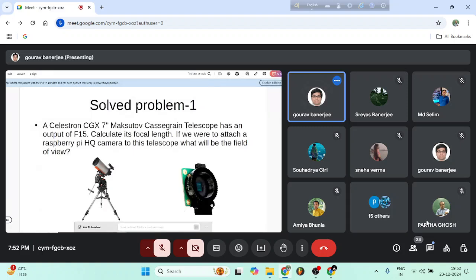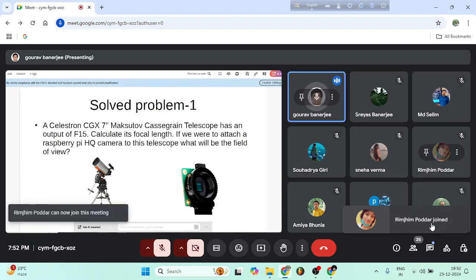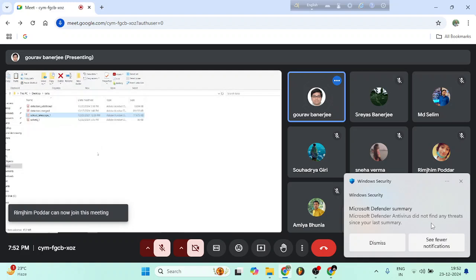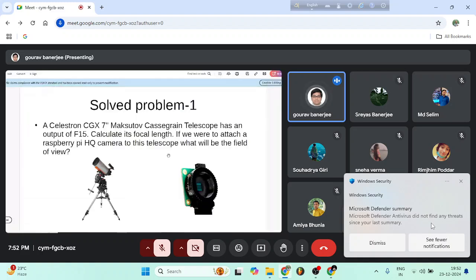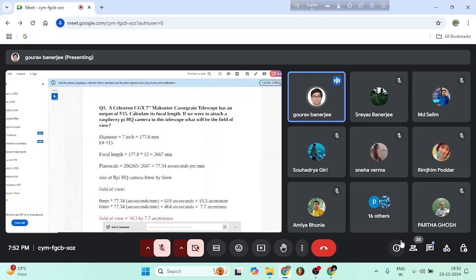It's a very cheap camera, and it can be interfaced fairly easily because it's software and everything is open source. So let's see if we can solve this problem. So I'll just open the document. Okay. So this is the problem. We have a Celestron 7-inch telescope and we have a camera. We want to match these two.